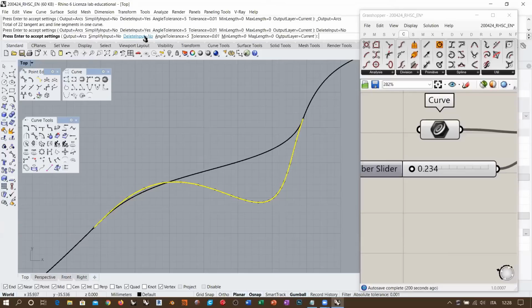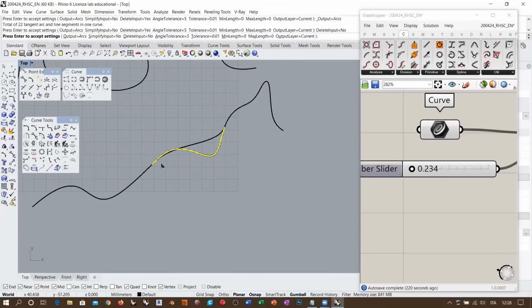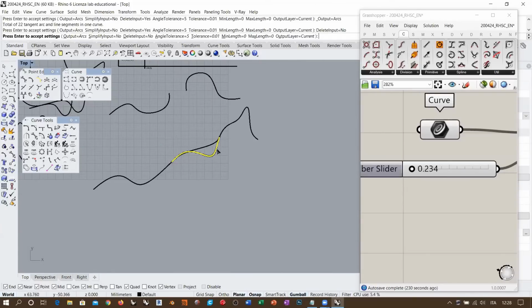Delete inputs, no. Angle tolerance, for example. Angle tolerance means what's the difference in orientation between the original curve and the new curve. Now, of course, if you have a very fine tolerance, then you would get a curve with, I don't know if you can see it, but there are lots of control points along this line. Okay, I think you can see it from the distance, right?